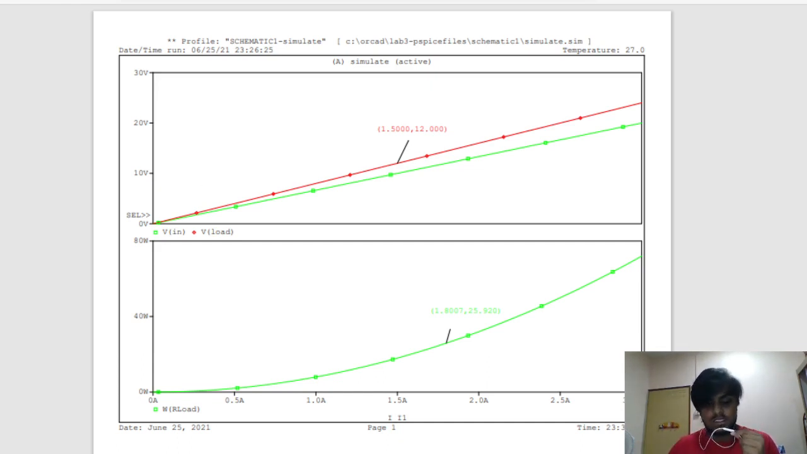From this graph, we can clearly see that V load and power delivered are 12 volt and 25.920 respectively. I hope this presentation will give you an enlightenment about this Lab 3 activity. Thank you so much. That's all from me.